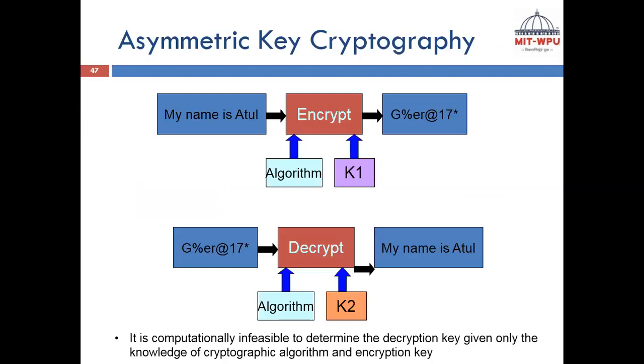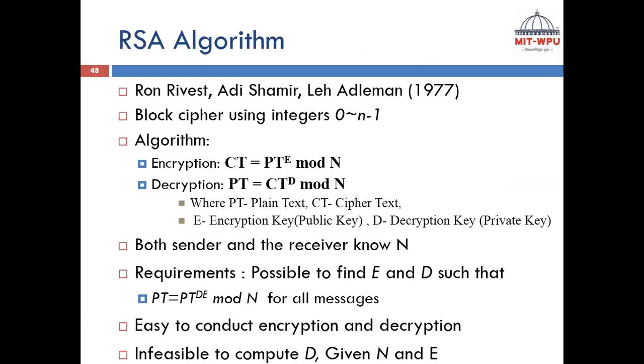The only difference is that K1 is used for encryption, whereas K2 is used for decryption. But there is an important clause for asymmetric cryptography: as it is based on mathematical foundations, it is computationally infeasible to determine the decryption key, that is D, given only the knowledge of the cryptographic algorithm and the encryption key. So one should not be able to deduce the decryption key, even though he has the cryptographic algorithm as well as the encryption key.